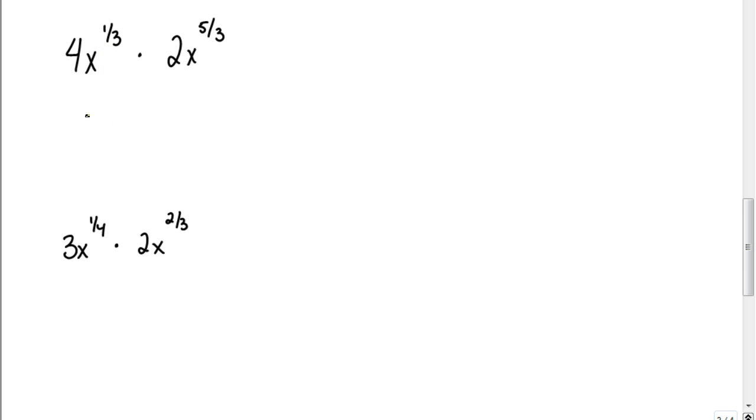But we're going to multiply these. So let's start by multiplying our numbers, the 4 times the 2, and get 8. And now let's focus on the x's. Remember, when we're multiplying and the bases are the same, which they are here, we add the exponents.